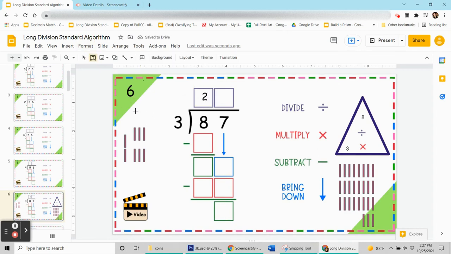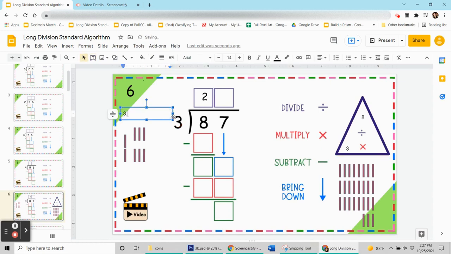One other way that I like to do that step is to skip count my 3s and see how many 3s you can do until you go over. So if I'm skip counting 3s, it goes 3, 6, 9, 12, 15. Well, I went over right there. So I was only able to make 2 groups before I got past 8. So 3 goes into 8 2 times.